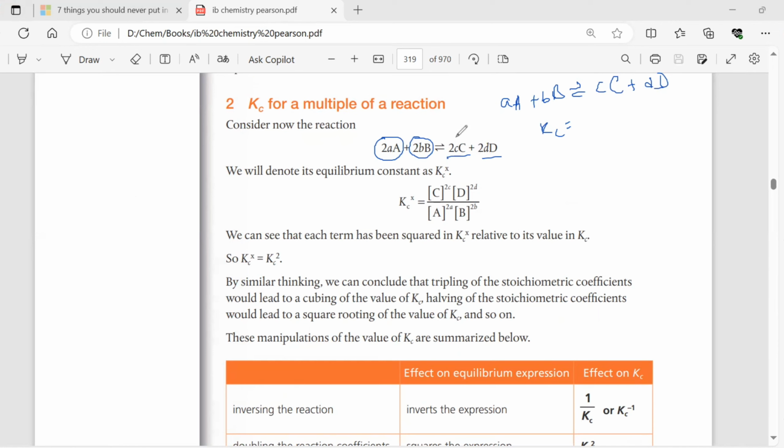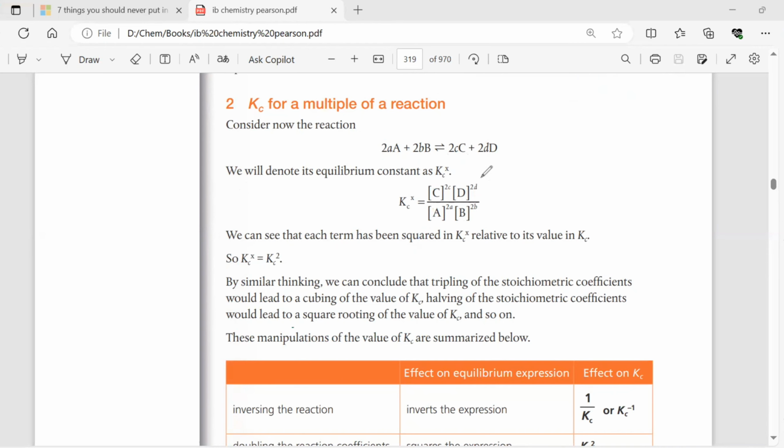Now, if you're having another reaction which is just the multiple of this, can you see this? You don't have to calculate the Kc value of this. The new Kc of this will be Kc to the power of 2. Is it clear? See, 2. Did you get this thing? I'll be giving you questions right away.